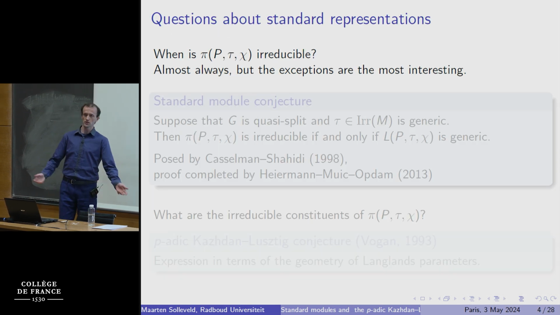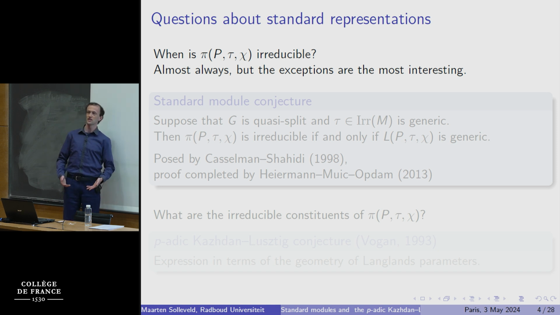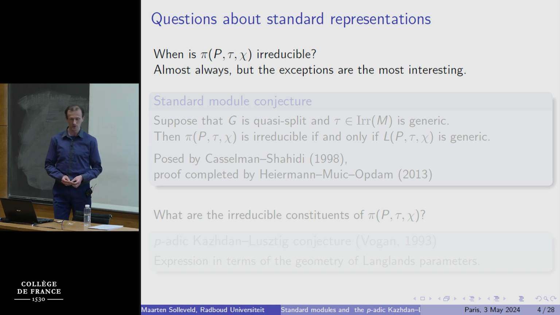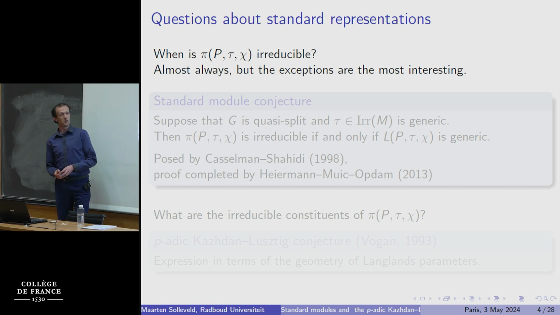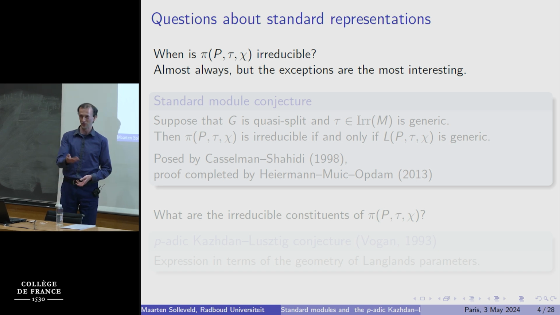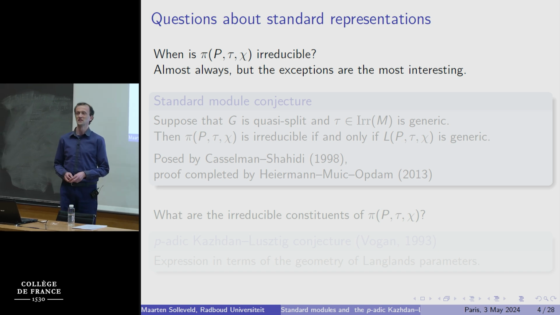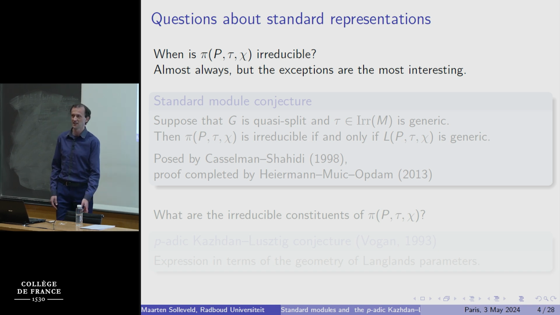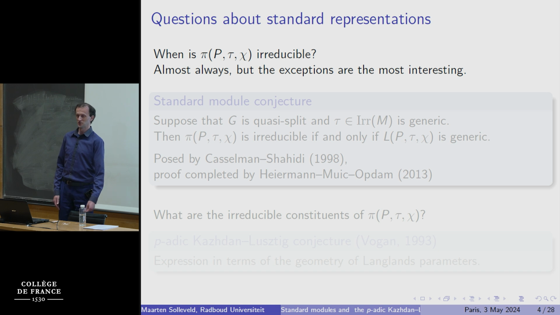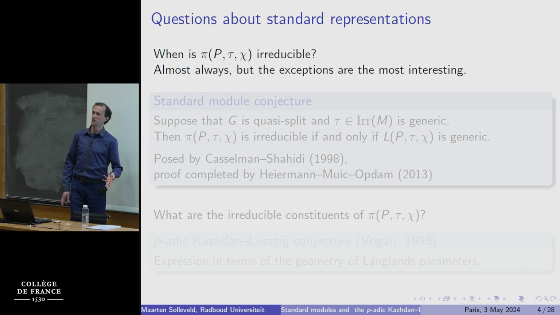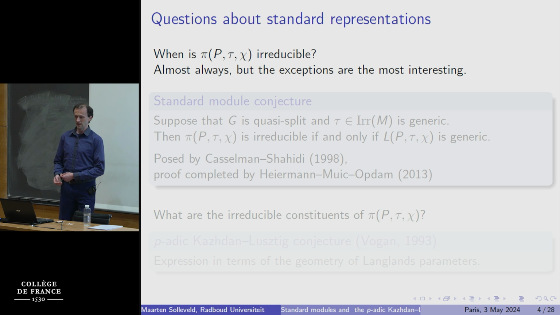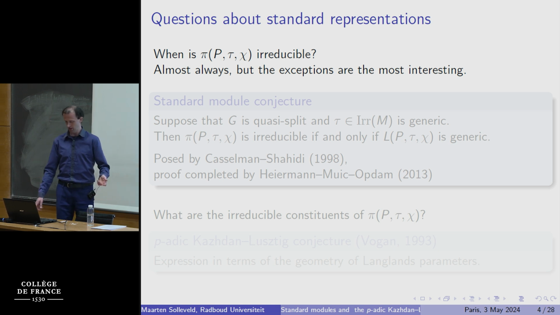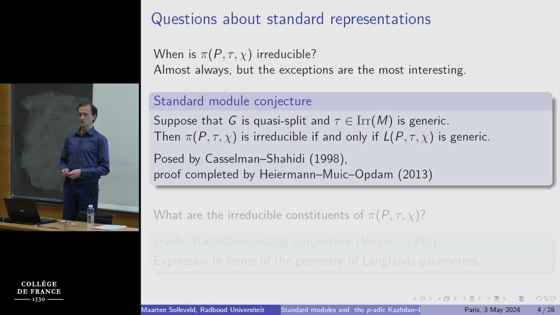One of the first things you may ask about these representations is whether they are irreducible themselves, because then this quotient business wouldn't be necessary. It turns out that almost always they are irreducible. If you write down a bunch of examples, most of the time you will find that they are irreducible, but not all the time. Certainly for the purposes of this talk, the most interesting of these standard representations will be the ones which are reducible.